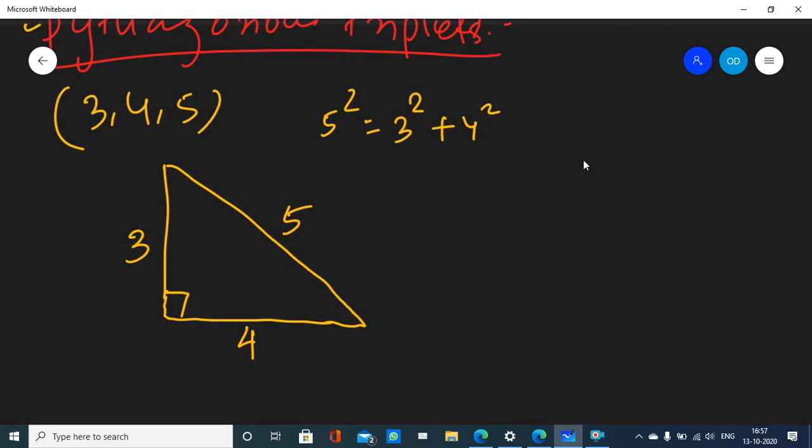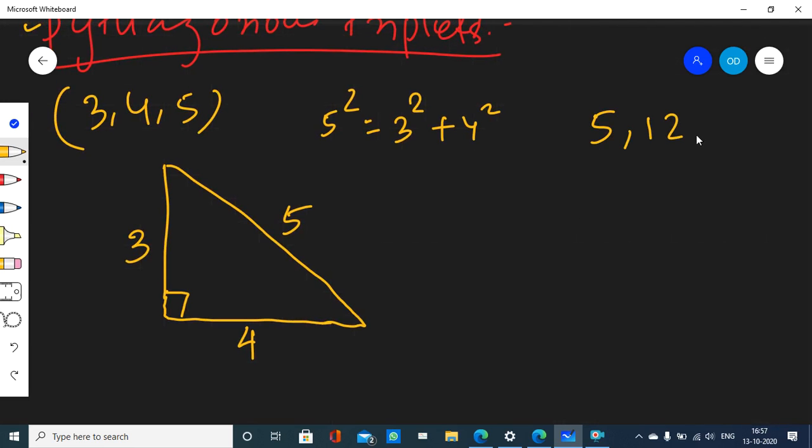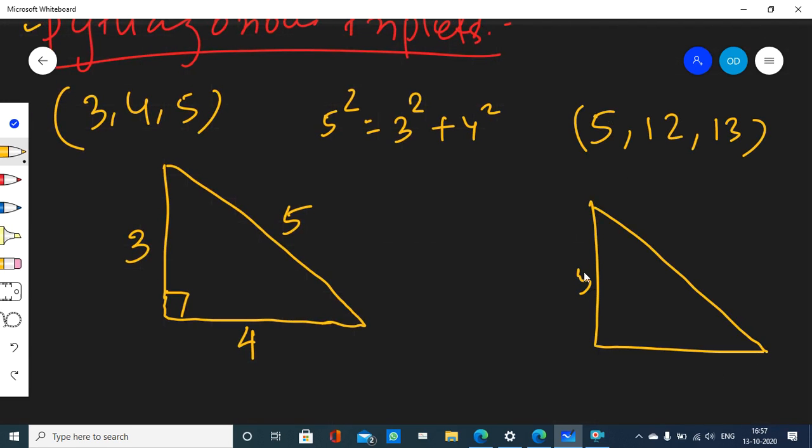Next Pythagorean triplet we have learned is 5 12 13. This is a right angle triangle. This is 5, this is 12. Obviously the longest side will be the hypotenuse. Between these three side lengths, which one is the longest? 13. So obviously the length of the hypotenuse will be 13, right? And this is the right angle. It's called a Pythagorean triplet. As you can see here, the square of 13 is equal to the square of 5 plus the square of 12. Square of 5 is 25, square of 12 is 144. 144 plus 25 is 169, which is the square of 13.